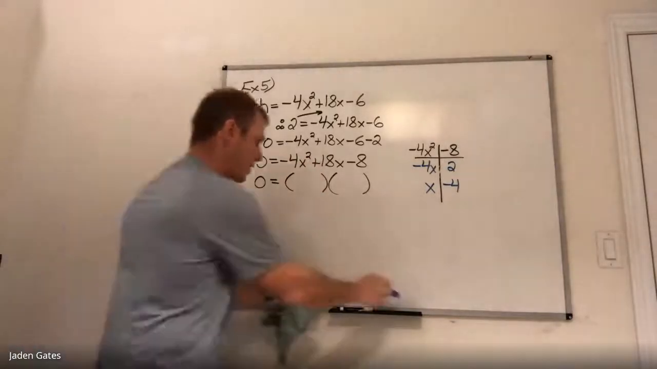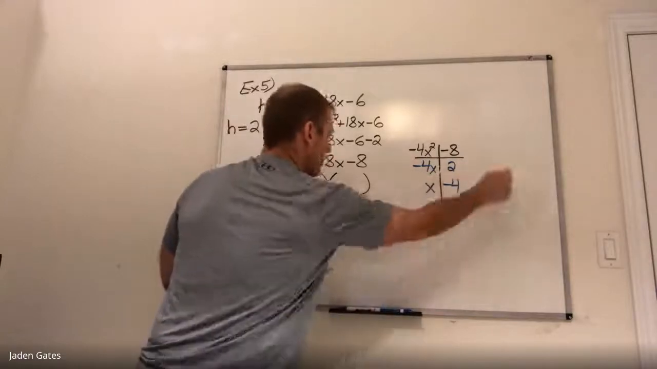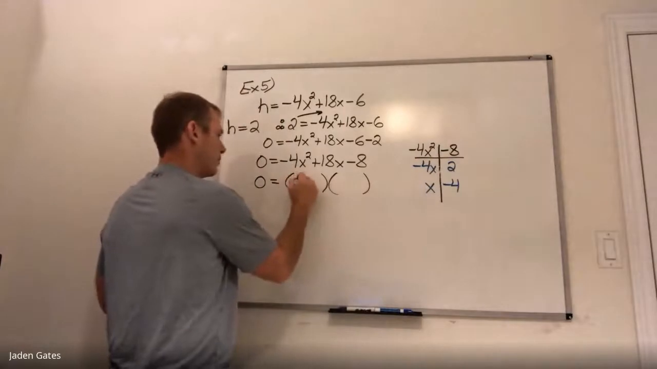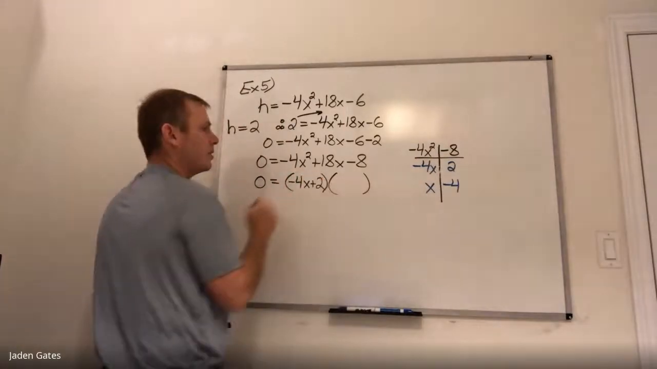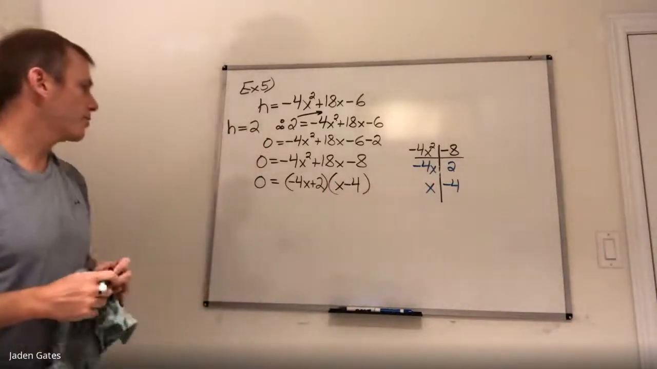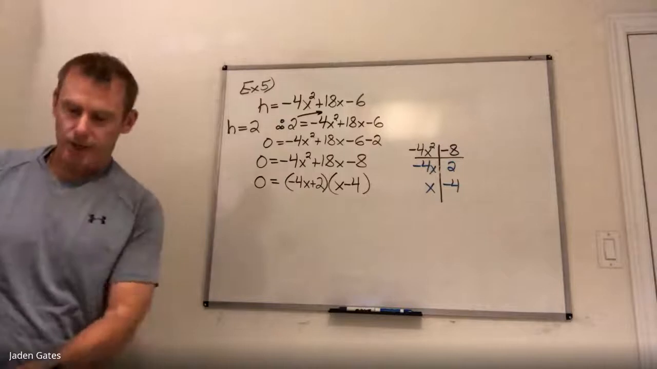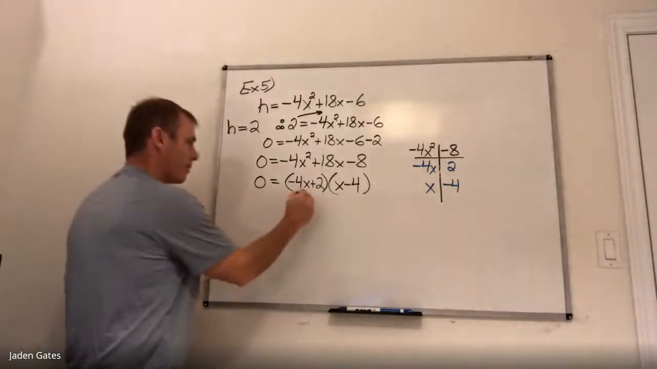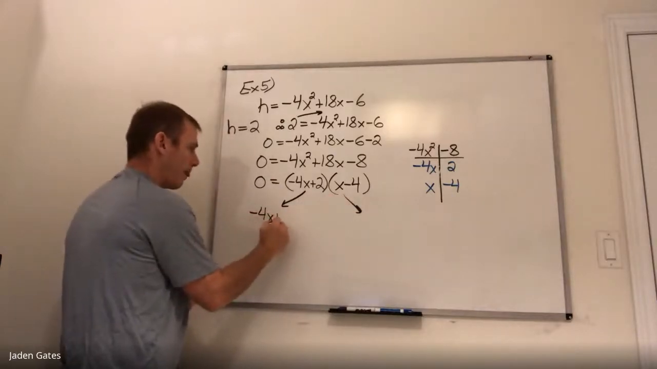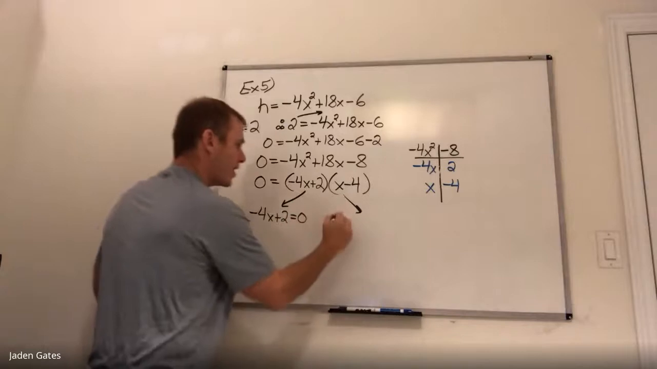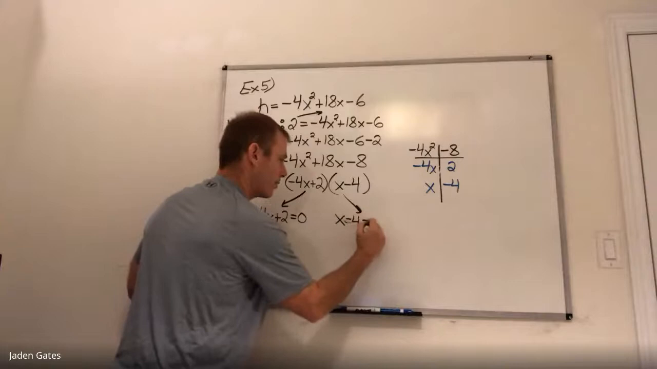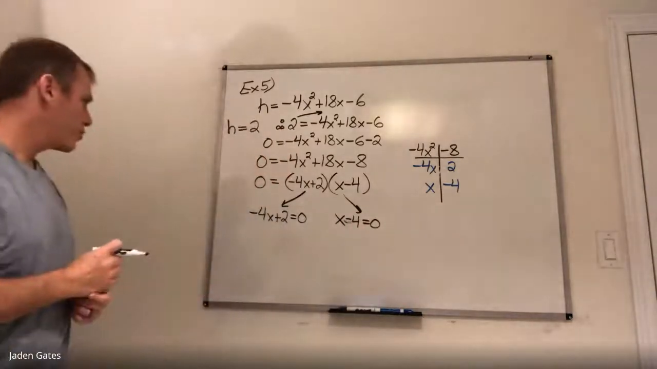So again, to write in the factors, we go across horizontally. One of my terms is negative 4x plus 2, and x minus 4. There's my 2 factors. Next step, solving each piece. I have a negative 4x plus 2 equals 0, and I have an x minus 4 equals 0. So I'm going to solve these 2 pieces.